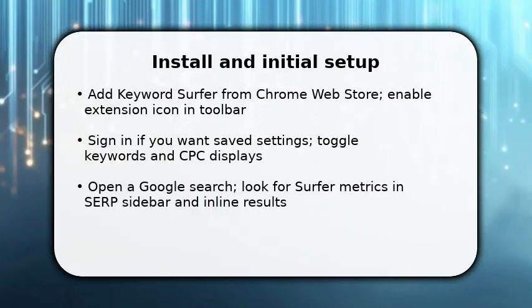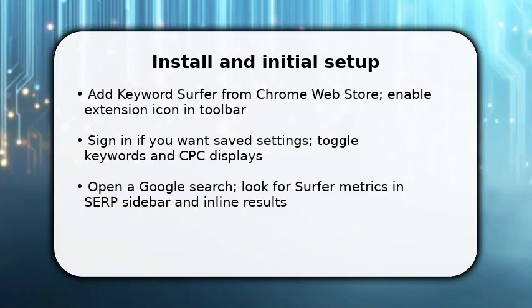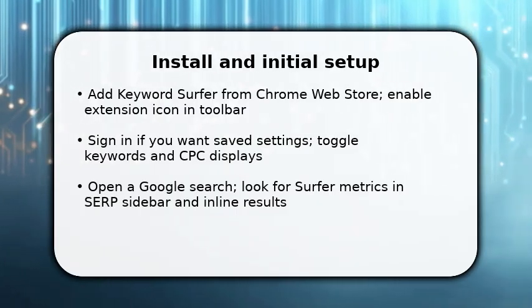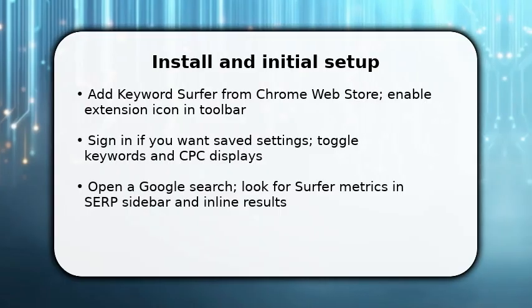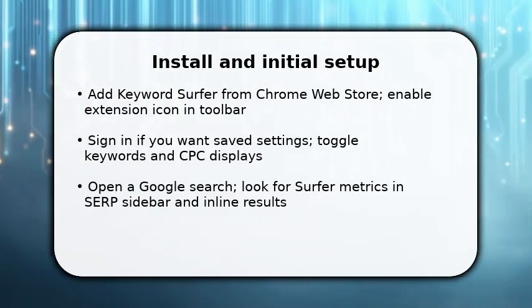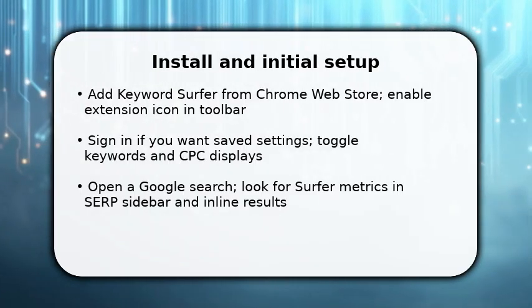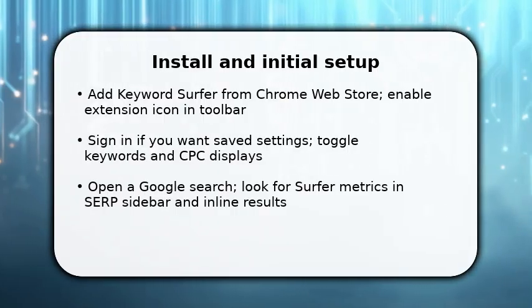You start by installing Keyword Surfer and making sure the icon is visible in your toolbar. Once installed, click the icon and enable the metrics you need, such as search volumes, CPC, and related keywords. Sign in if you want to sync settings.